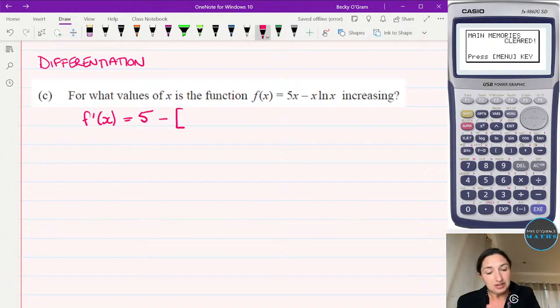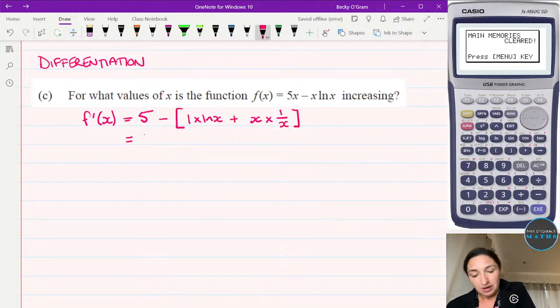Okay, now x log x. We've got u being this part and v being this part. So there's where we're separating the pieces of the product rule. Okay, so we take the first one and differentiate it. That's 1, and we leave the second one alone. And then we add on the first one, leave that alone, and times it by the derivative of the second one. Well, the derivative of log x is 1 over x.